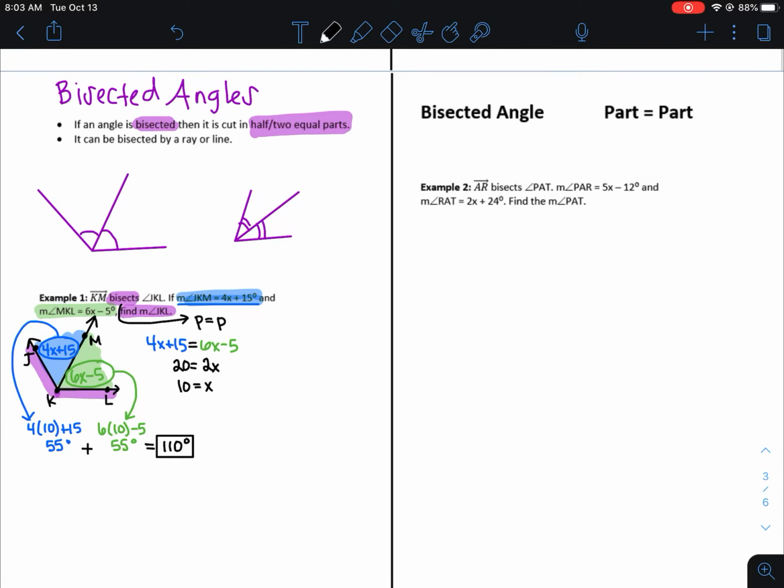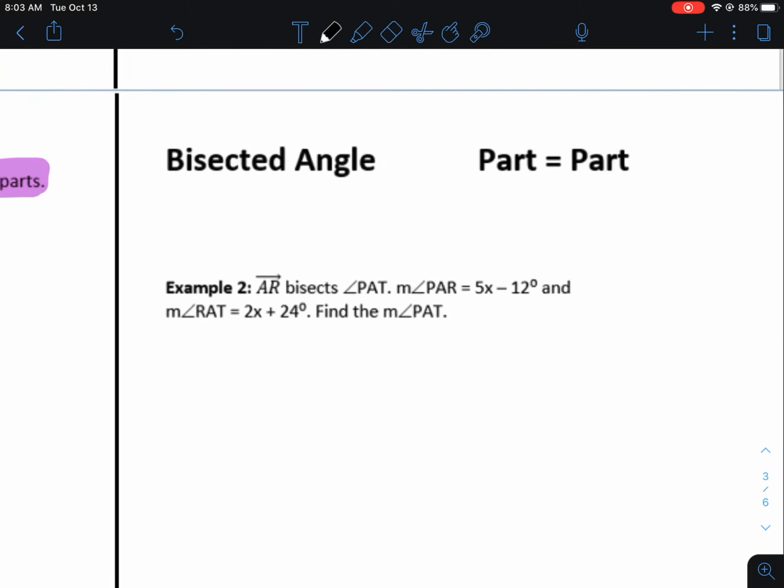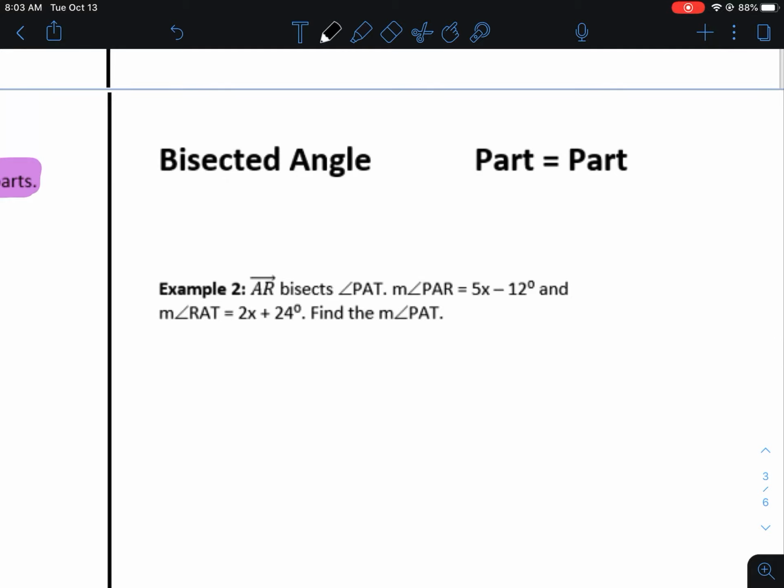Okay guys, this is the next video for Book of Angles. So you see here that we have bisected angles, example 2. The first thing I need to do is draw AR bisecting angle PAT. So let me draw an angle. I don't know if it's obtuse or acute. I'm just drawing an obtuse angle so that I have more space to work with, but it really doesn't matter.